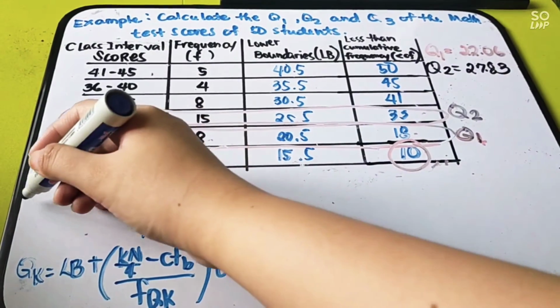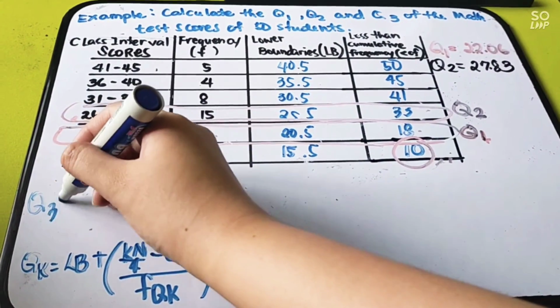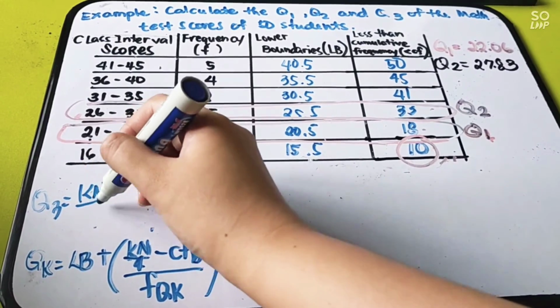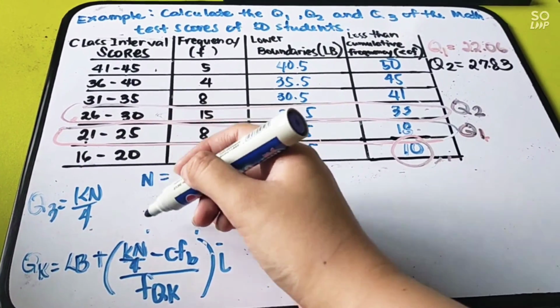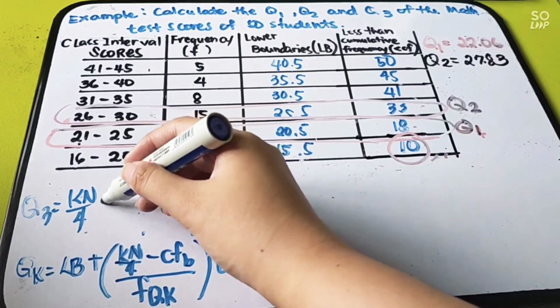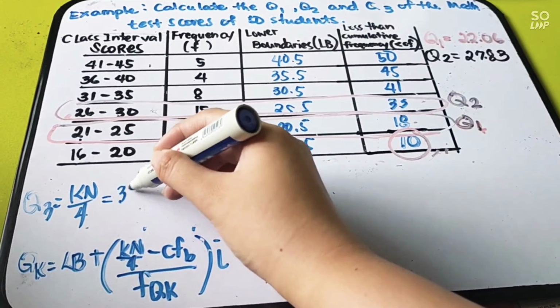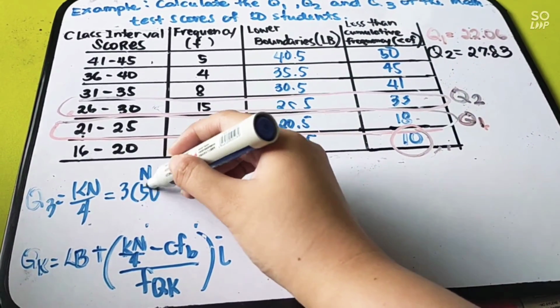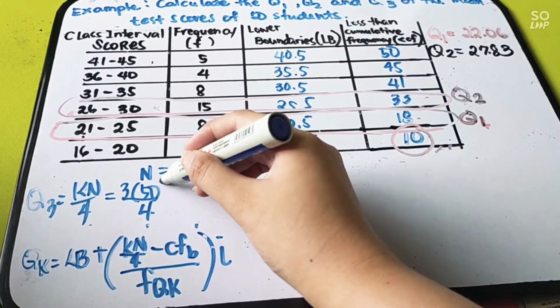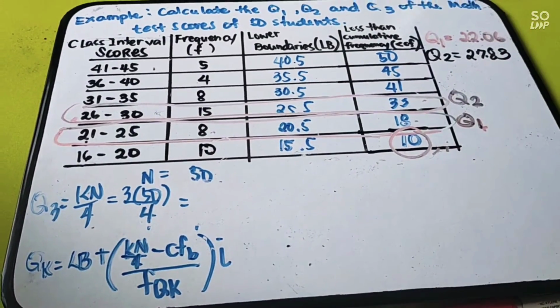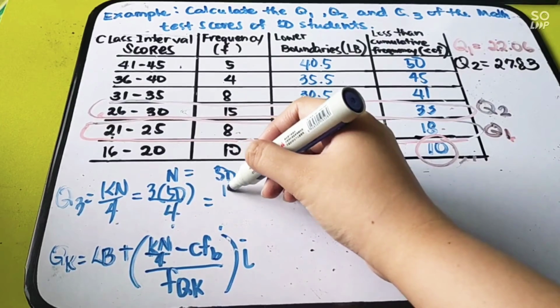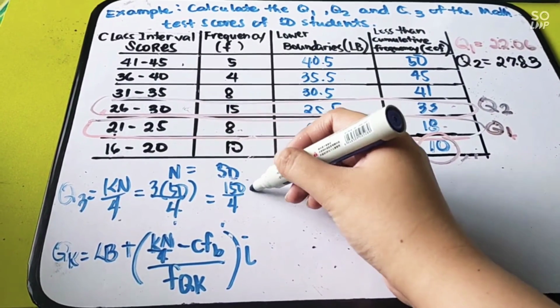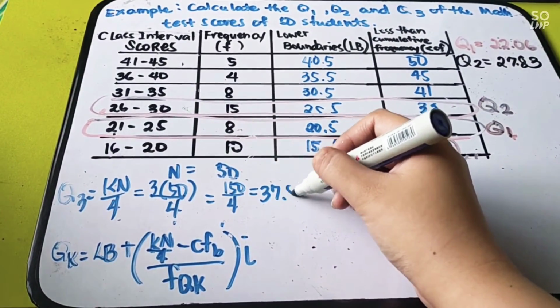Quartile 3 naman tayo. So, we have Q3. That is Kn over 4 ulit. Basta laging Kn over 4 kapag quartiles. So, it is equal, ang K mo ay 3 times N mo, we have here 50 divided by 4. Then, let us calculate. 3 times 50, that is 150 divided by 4, that is 37.5.